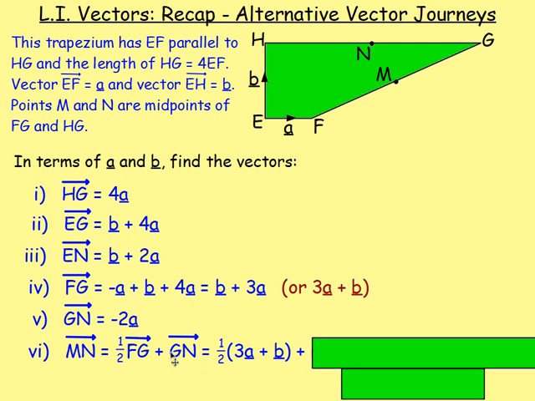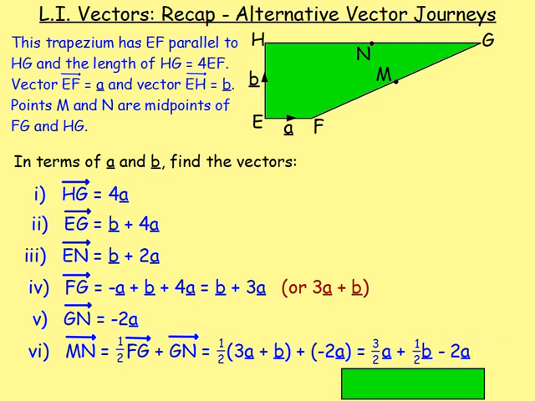And then we're adding on, and vector GN is negative 2A, as we just saw in the fifth part up there. From there, if we half the 3A, we'd have 3 over 2 A. Half the B, we'd have half B. And if we're adding on negative 2A, we're really just taking away 2A. Simplify that. 3 halves A take away 2A will give us negative a half A. And we've also got that half B. So that would be our answer.